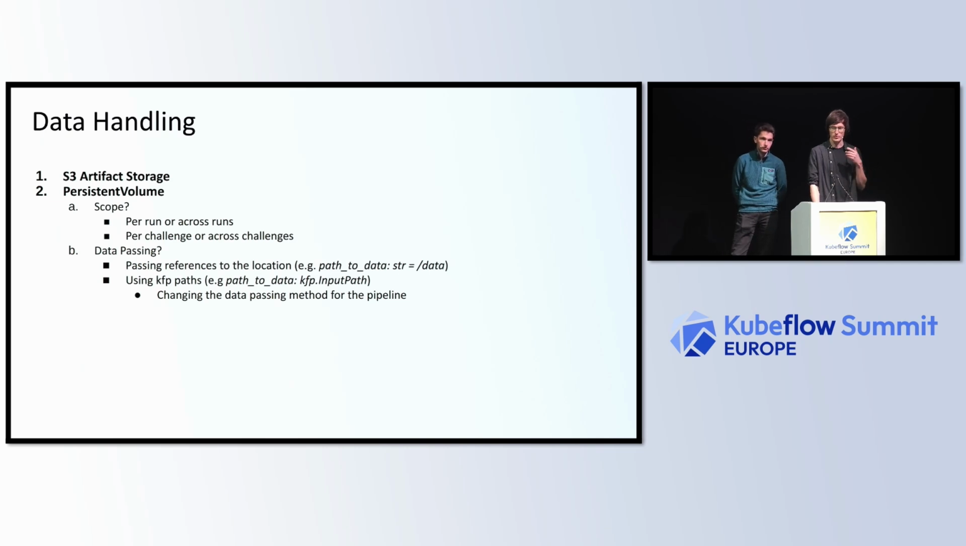Do we want to have a persistent volume for each run, for each submission run, or do we want to have it available across the runs? Should it be available for the whole challenge or across challenges? And for the data passing inside the pipeline itself, we have to decide: do we want to pass only the reference to the location on the PV, or do we want to use the KFP placeholders for the input paths and the output paths, which in turn would require changing the actual data passing methods.